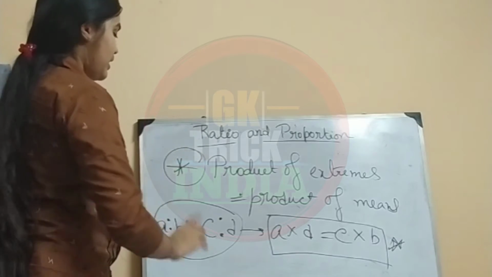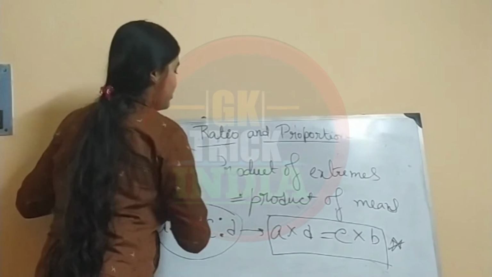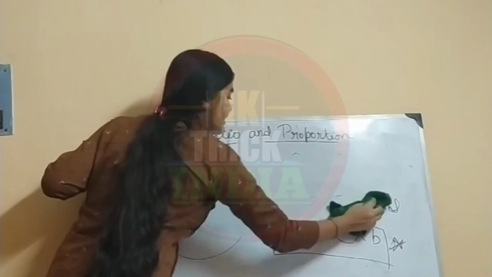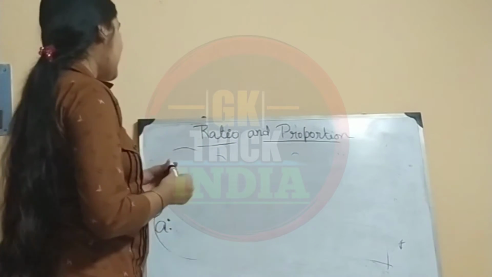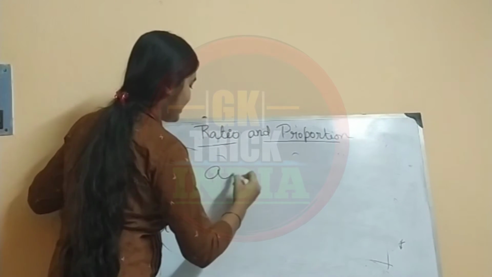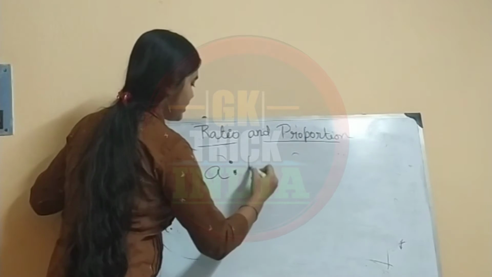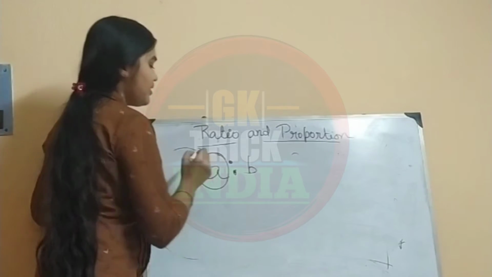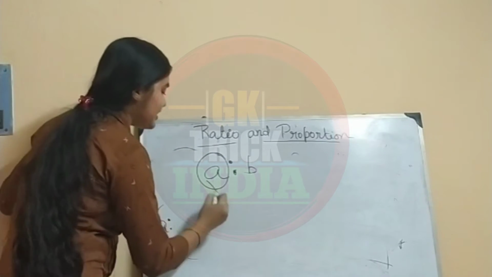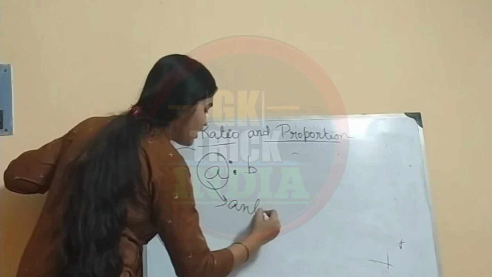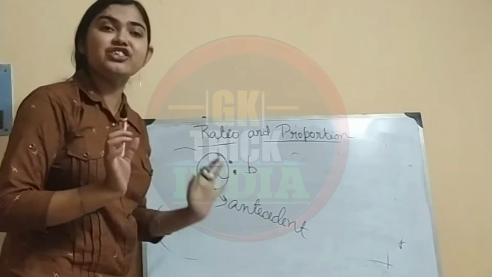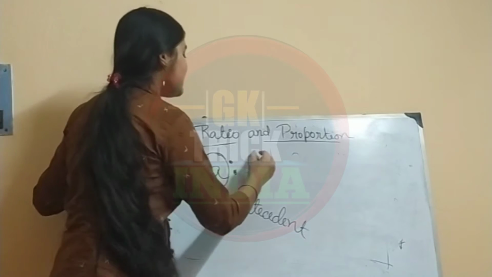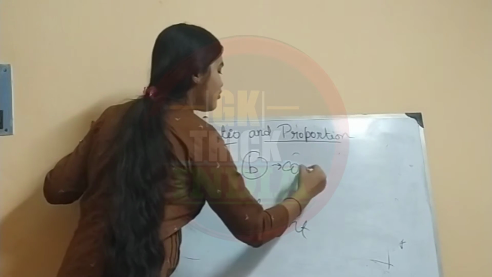Okay, and let us know about the terms of ratio. In a ratio A is to B, the first term is called the antecedent, and the second term of the ratio is called the consequent.